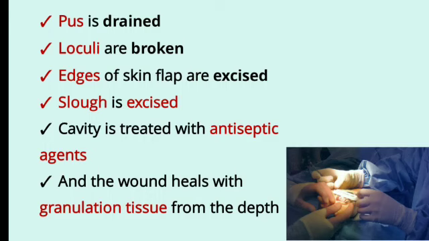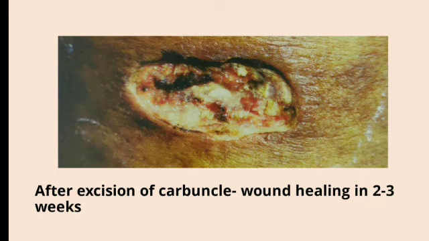The pus is drained, all the loculi are broken, edges of the skin flap are excised and the central slough which is formed is excised. Then the cavity is treated with antiseptic agents. Then the granulation tissue formation will take place for proper healing of the wound. Now this picture shows wound healing in 2 to 3 weeks after the excision of carbuncle.